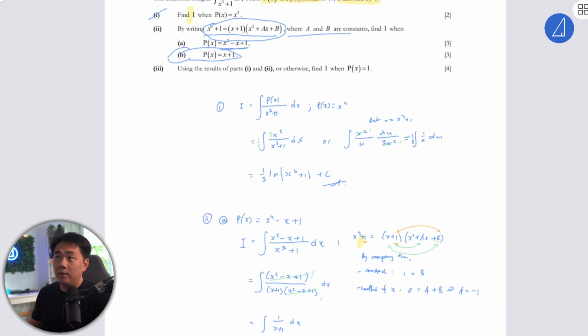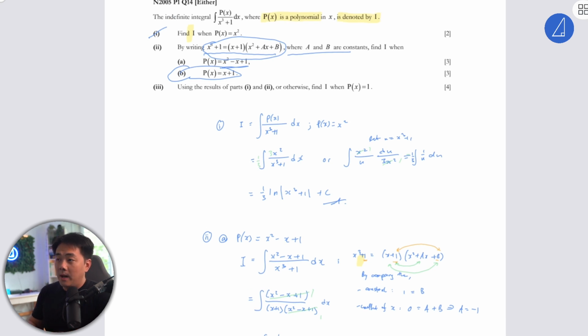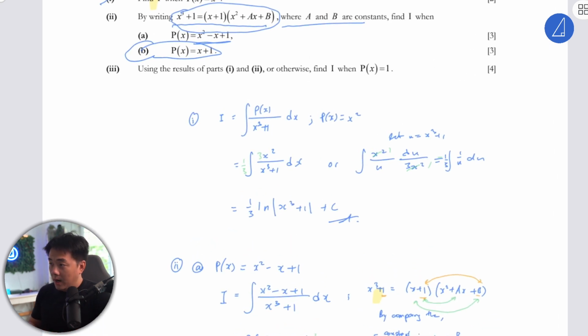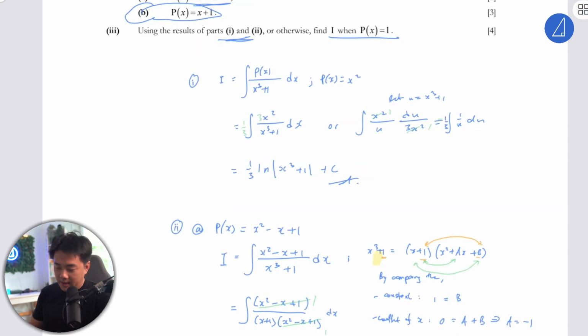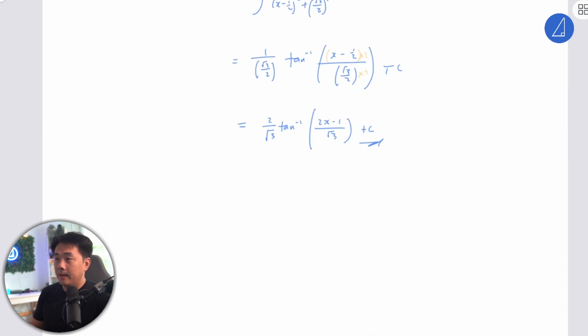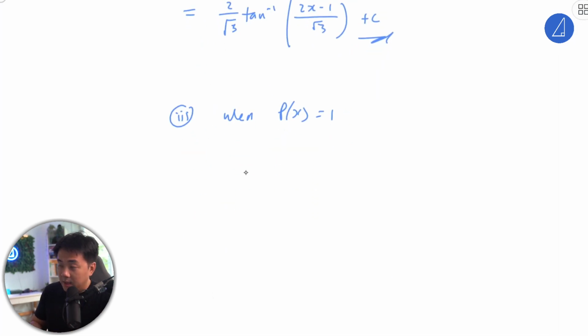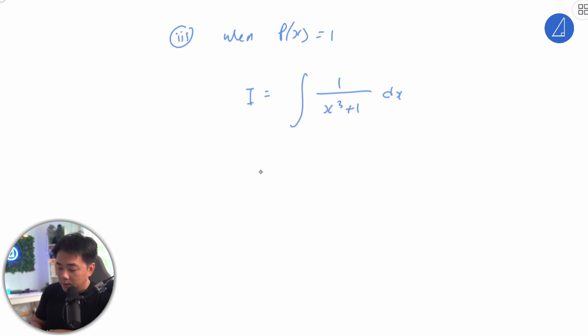Then we look at part 3. By using the result in 1 and 2, I'll find I when p(x) equals 1. Okay, so let's do that. When p(x) equals 1, the integral becomes 1 over x cubed plus 1 dx.